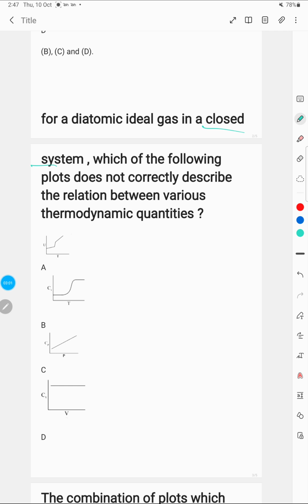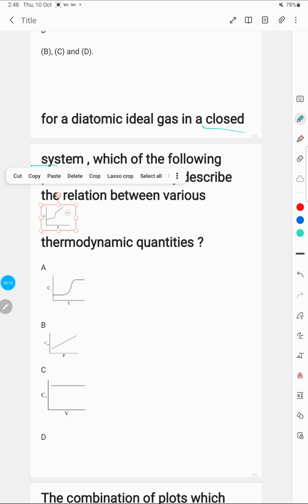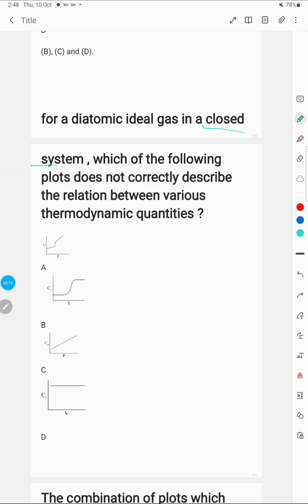Okay, now let's see the graphs. First, let me expand this graph here. In this graph, first there is a graph of energy versus temperature. Second graph is heat capacity at constant pressure versus temperature. Third, heat capacity at constant pressure versus pressure. Last one is heat capacity at constant volume versus volume.